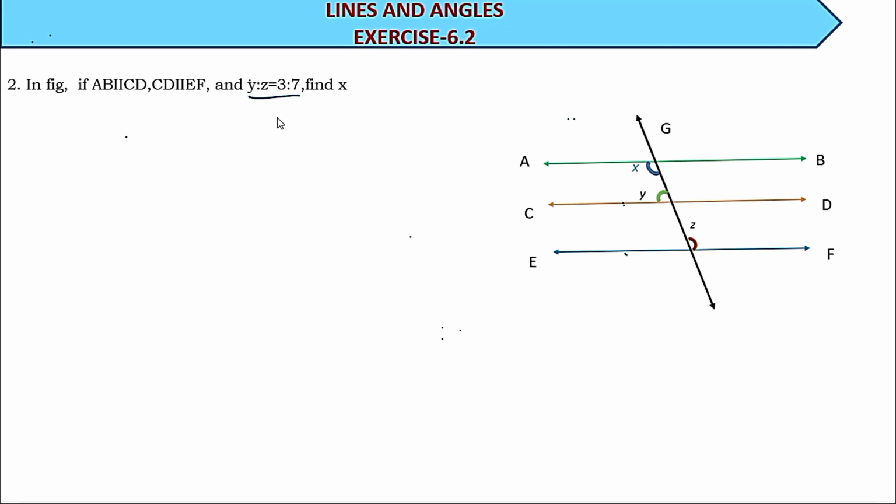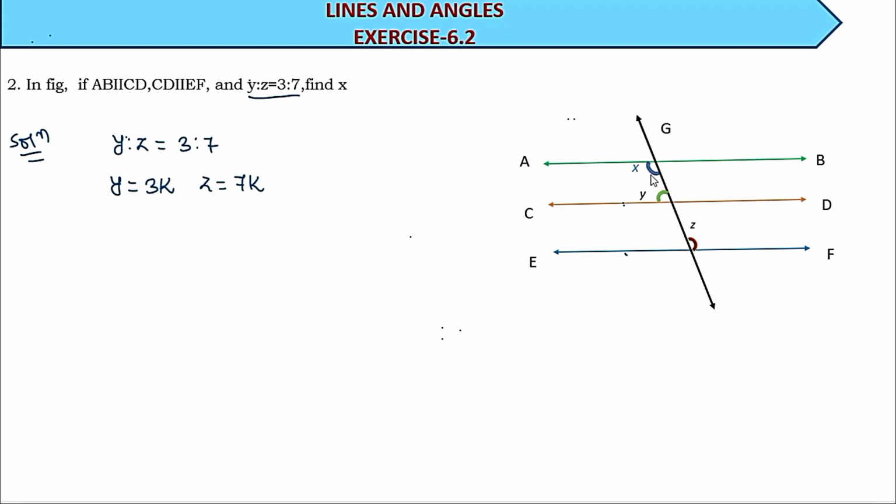So that we will be using as the weapon to find out the value of x. So y is to z equals 3 is to 7. So y equals 3k we can write and z equals 7k we can write from the concept of ratio and proportion. Now if you see here carefully, this x and this y are what?